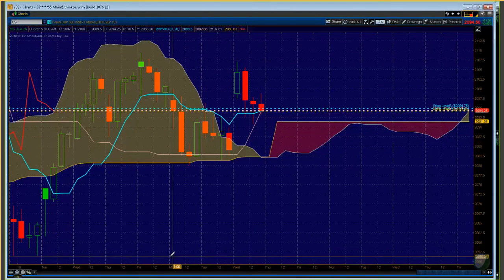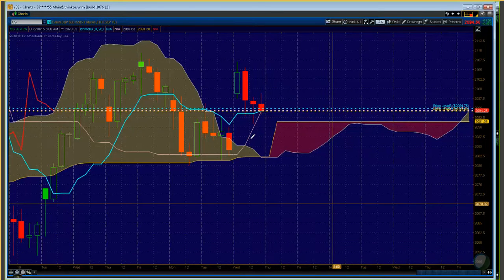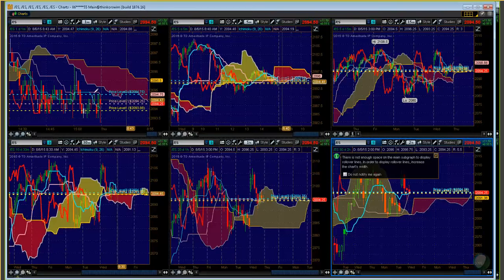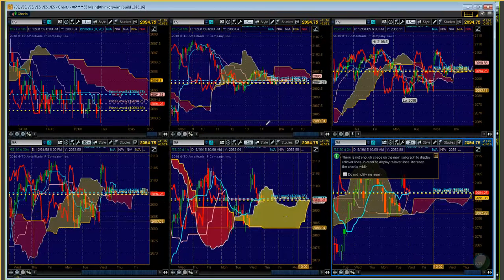So I'm kind of thinking, okay, we've got a lot of support right in this area. I've got a rising Kijun-sen on the 2-hour chart. I've got a rising Span A on the leading Kumo. Could we get a bounce? I think we may possibly get a bounce in the morning. So that's how we would do a time frame analysis based on what we were trading.